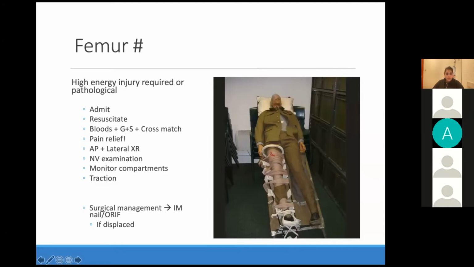Remember, you're managing the patient as a whole. So again, you want to take your basic bloods, group and saves, and give them plenty of pain relief. Femoral fractures are very, very painful. So again, work up your analgesic ladder, IV paracetamol, going up to morphine regularly.